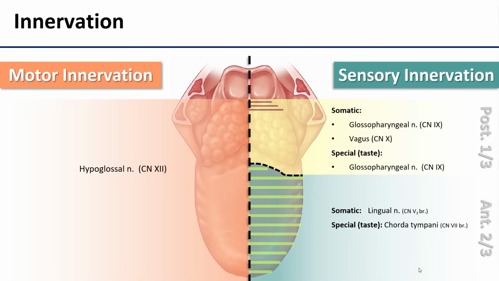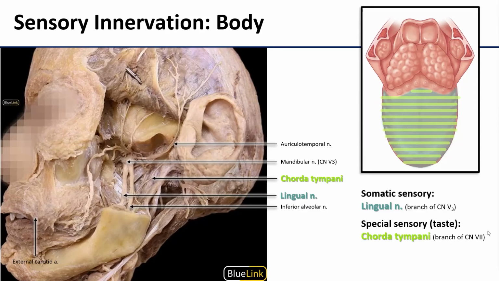The special sensory for the anterior tongue is carried by the chorda tympani, which is a branch of the facial nerve. To get where it's going, it's going to hitchhike with the lingual nerve that we just saw. So let's take a look at how it does that. Now, as we're going to see in much greater detail in future sessions, the chorda tympani will branch off of the facial nerve within the temporal bone, and then it will emerge from the cranium in the infratemporal fossa.